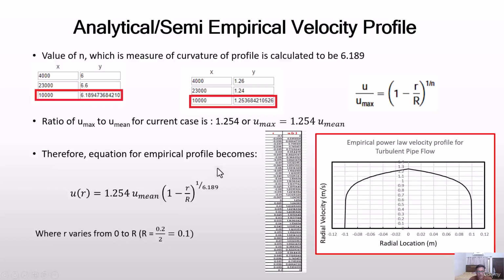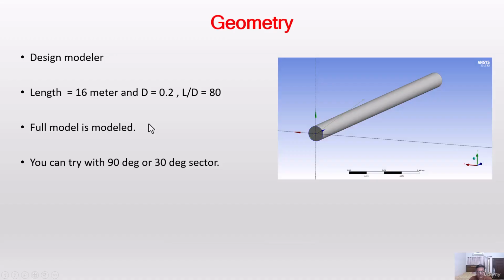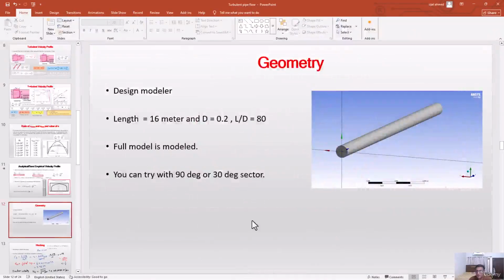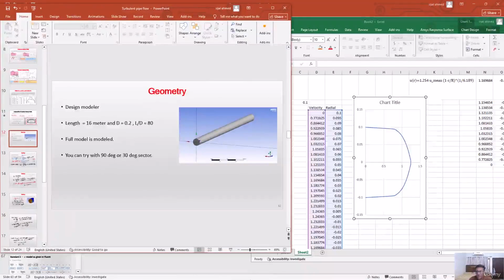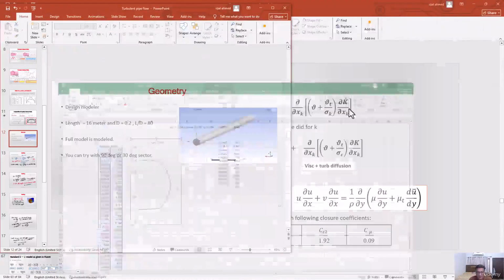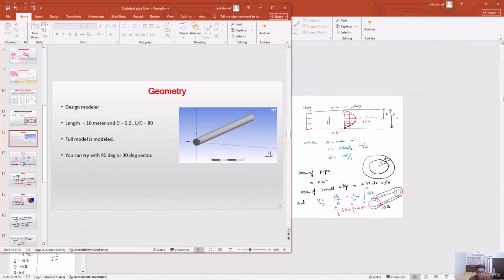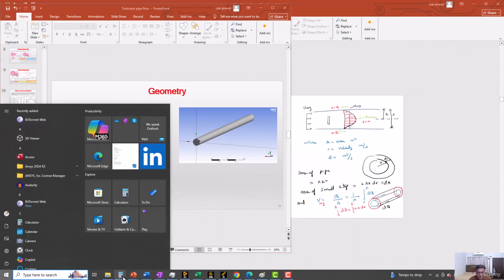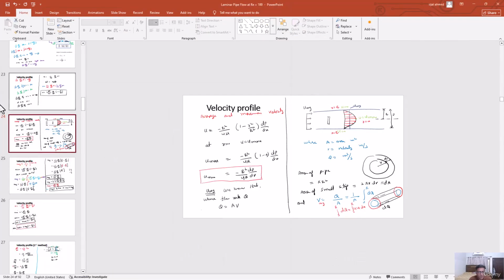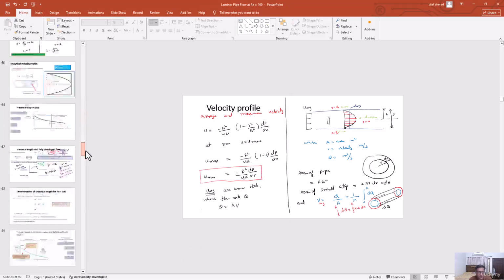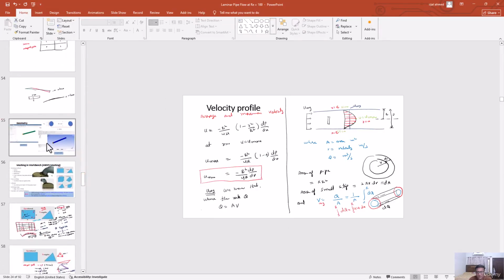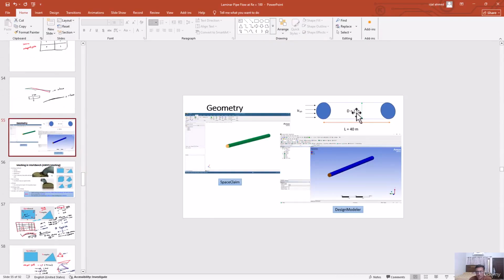Okay, so now it's time to make the geometry and then the meshing. The geometry was made in the design modeler, and one interesting thing is that I use the same geometry that we have in the laminar pipe flow case. Let me show you that slide. I highly recommend that you go through that workshop before you start here. Here you can see that I use the same geometry, same file. I just modify the diameter and the radius. So instead of diameter 1, I use 0.2, and length is equal to 16 meters.